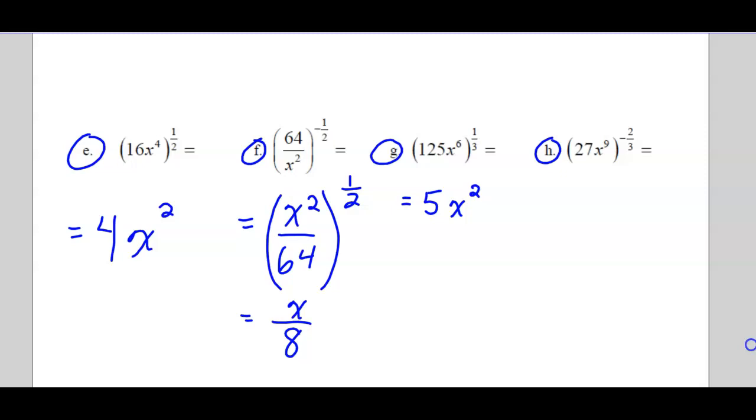Again, negative exponent on the outside part, so I'm going to make it positive rather than raising each of these to a negative exponent. So that's going to be 1 over 27x to the 9 raised to the positive 2/3. If you have a question, ask.